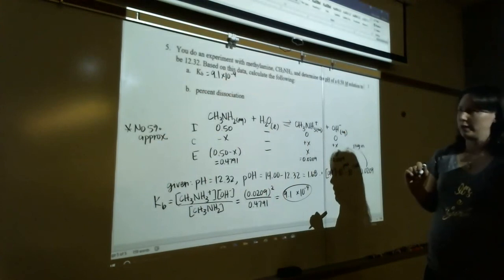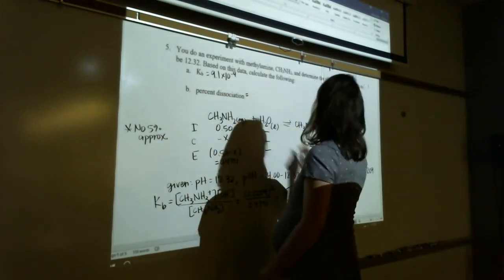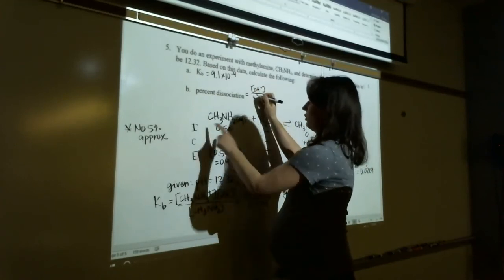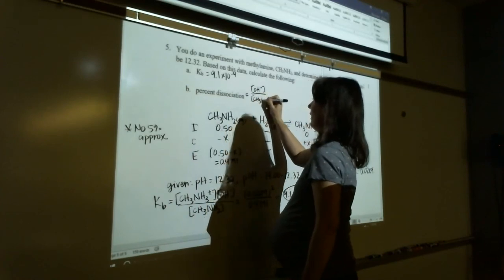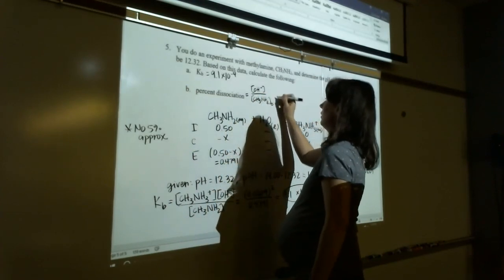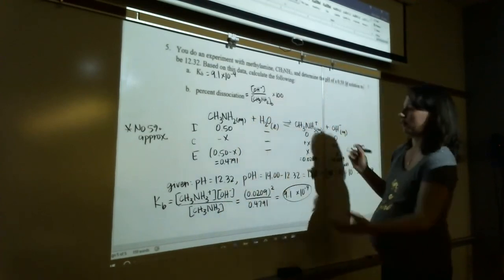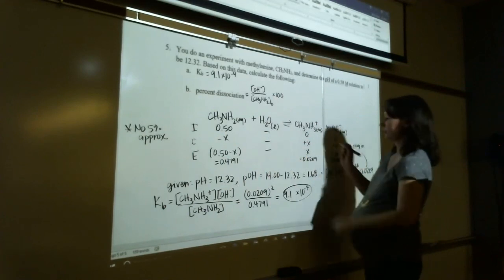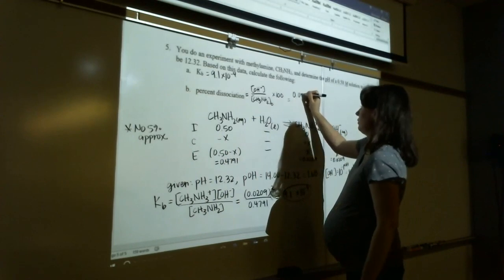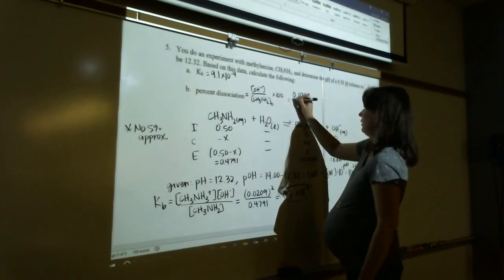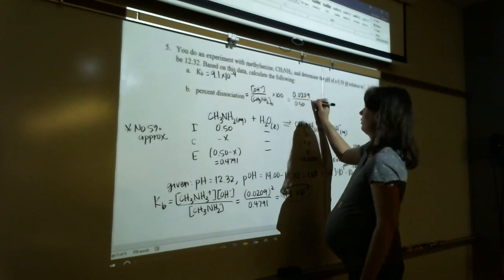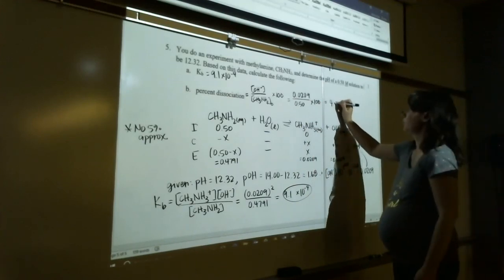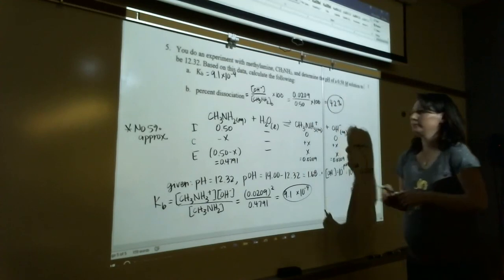And then for my percent dissociation, this is just going to be my hydroxide ion at equilibrium over my initial CH3NH2 times 100, right? Because this is saying of my initial 0.5 molar, only 0.0209 molar are actually dissociated. So 0.0209 over 0.50 times 100. You would expect this to be a small number, and it is 4.2%.